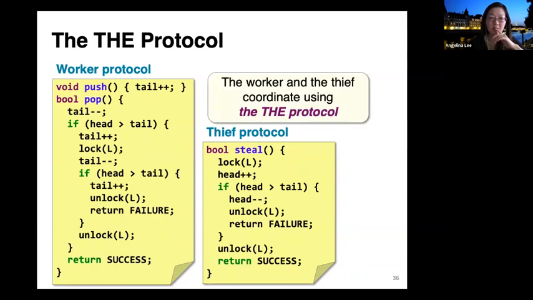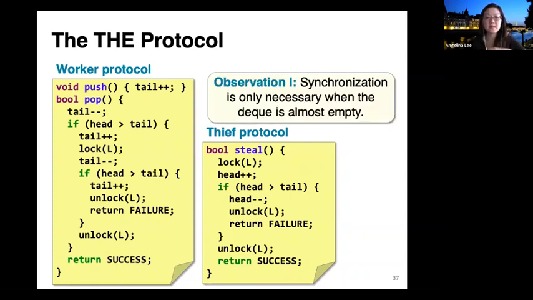So there are two observations. The first observation is that really the thief and the worker only need to synchronize when the deck is almost empty, right? Because the worker always pushes and pops by manipulating the tail. The thief, on the other hand, always manipulates the head to take things off the top of the deck. And really the two can only interfere with each other when there's one last frame left on the deck and the head and the tail are about to cross. And that's the only time you really need synchronization, okay?